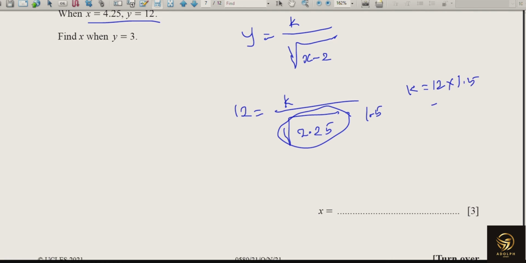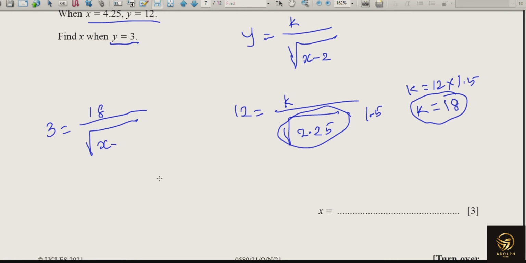Actually, I don't want to write it, but for your understanding I'm writing it, because extended students may be new to me. k equals 18 is the number we are getting as the answer. So k value is 18. In the next step, we have to find out what x is. y is given as 3, so 3 equals k, which is 18 divided by root of x minus 2.